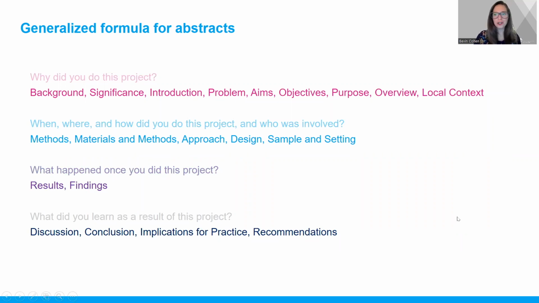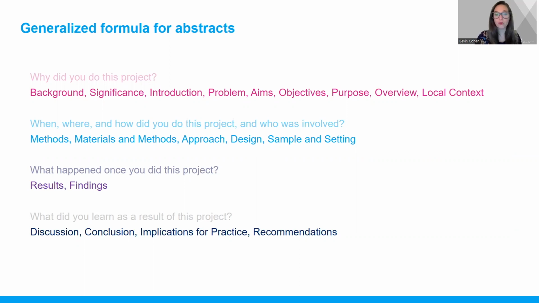So now that you know the generalized structure of an abstract, we can start to talk about where some of the different subheadings can fall. So first, we'll talk about that beginning section that tells the reader why you did this project. So in this section, sometimes there will just be one overall subheading that you're asked to use, such as background, significance, or introduction. But sometimes you'll see that this section is further broken up.